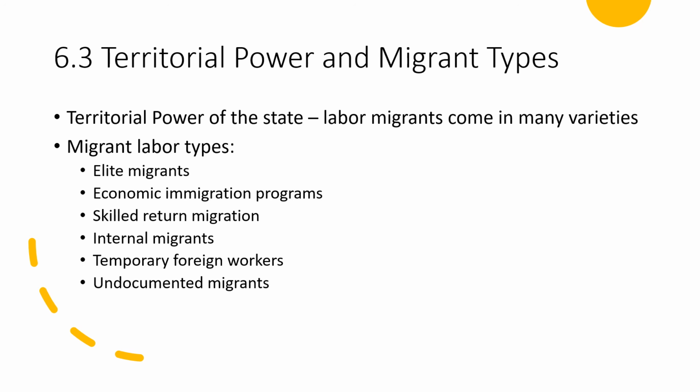Undocumented migrants are the bottom of the totem pole. This is the most marginalized among all migrant workers since they live and work without legal status. They are extremely vulnerable because they live under the constant threat of deportation. However, they are often essential participants in the labor force.